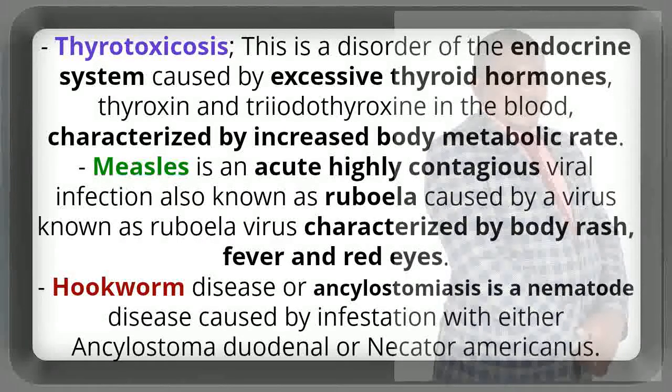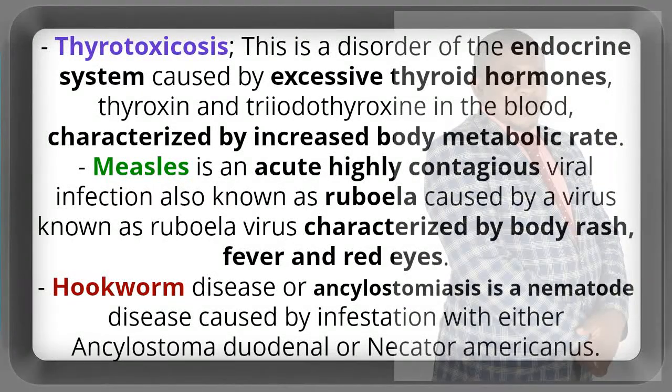Then maybe the last definition that we would look at here, so that you can at least get how we define diseases, is hookworm. When you're trying to define hookworm, you can say hookworm is a disease of a nematode that is caused by infestation with either Ancylostoma duodenale or Necator americanus. So infestation with hookworm is known as ankylostomiasis. It's a worm infection. So it's a nematode disease that is caused by infestation with either Ancylostoma duodenale or Necator americanus.